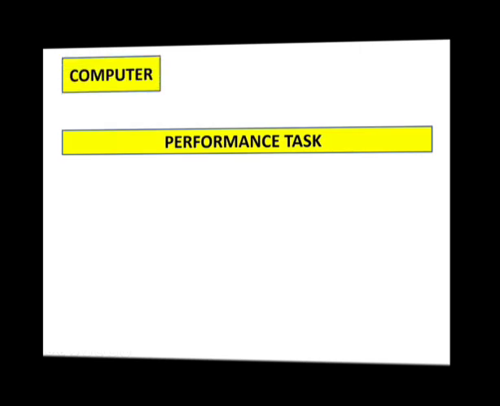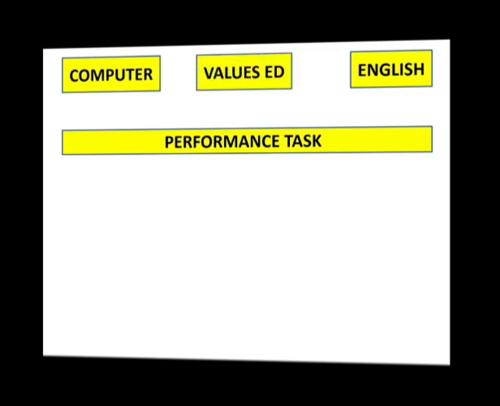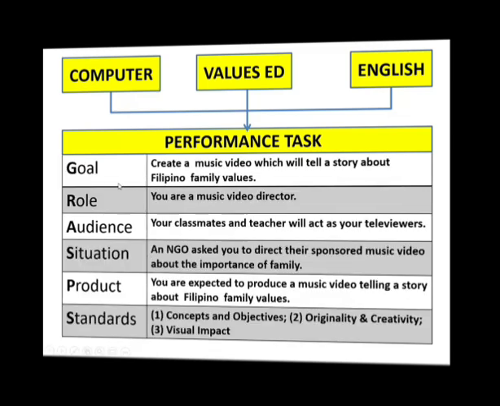Example would be like this. The computer subject and the English subject area can just give one performance task where they can collaborate, having one summative assessment, but targeting different learning outcomes of each subject. This would include values education. For example, the goal is to create a music video which will tell the story about Filipino family values.